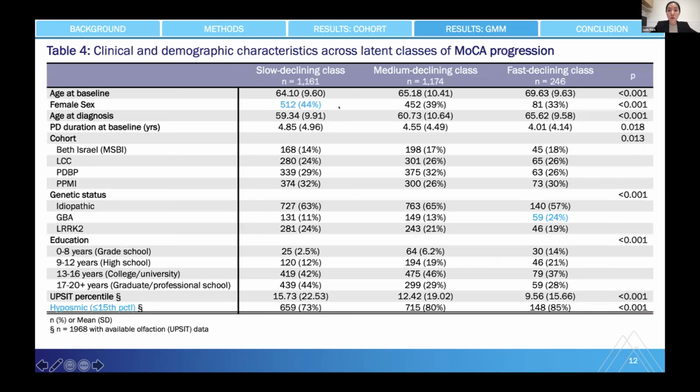To look at MoCA progression within these latent classes, what we see is that there is a high representation of females in the slow declining cognitive class. And GBA has a very high representation in the fast declining class. What's interesting and notable is that hyposmic status becomes progressively worse as the cognitive status also becomes more severe.